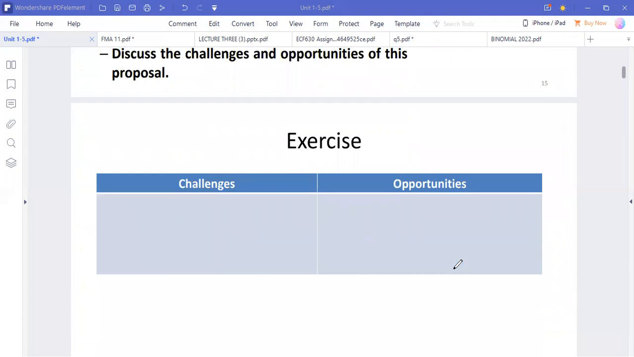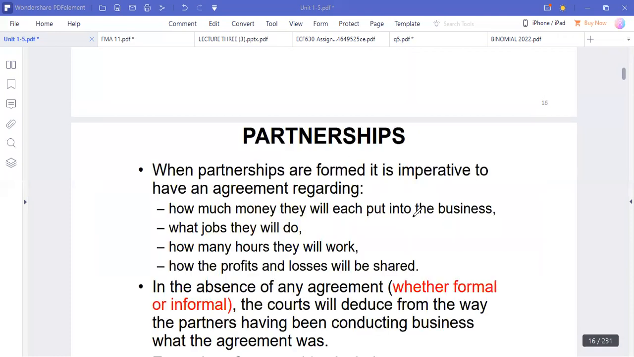The advantages are that there's a larger pool of resource and expertise. There's also partnership also has advantages that decision making can be quality because you get to discuss and brainstorm on the decision that will be brought on board. The disadvantages could be that it is prone to clashes and fights that may come through because of disagreements. Also, it has unlimited liability, meaning the personal assets or property of the actual partners can be touched. That is a disadvantage of a partnership.